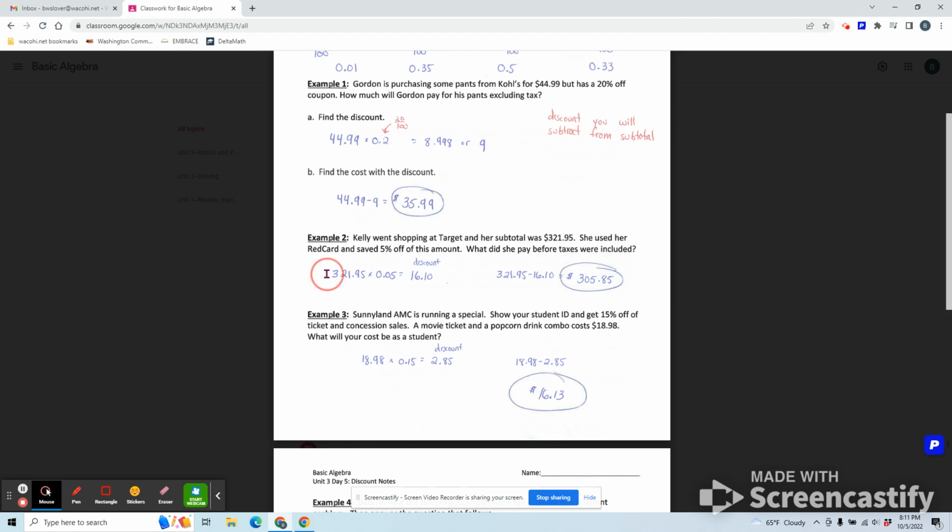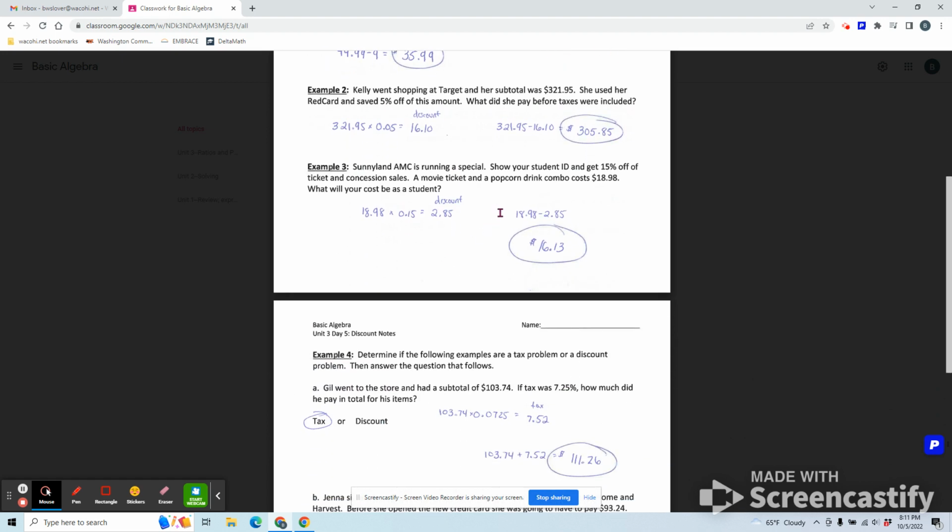So here's what she had, her subtotal, and then we took our 5% and turned it into a decimal. We took 5 divided by 100. We got 0.05. When we multiplied those two together, we got her discount of $16.10. So we are going to subtract $16.10 from her subtotal. So before taxes, Kelly is going to pay $305.85.